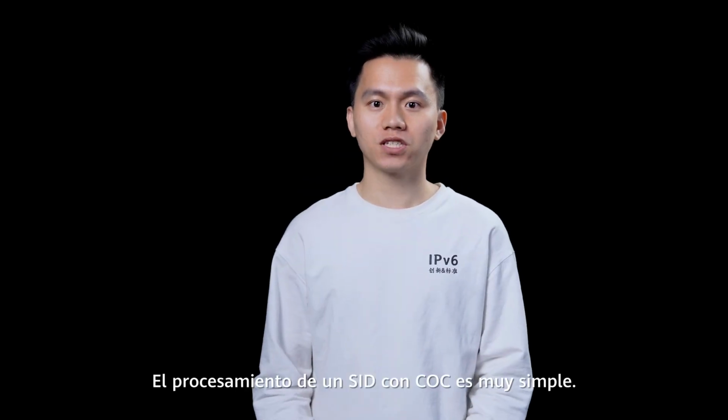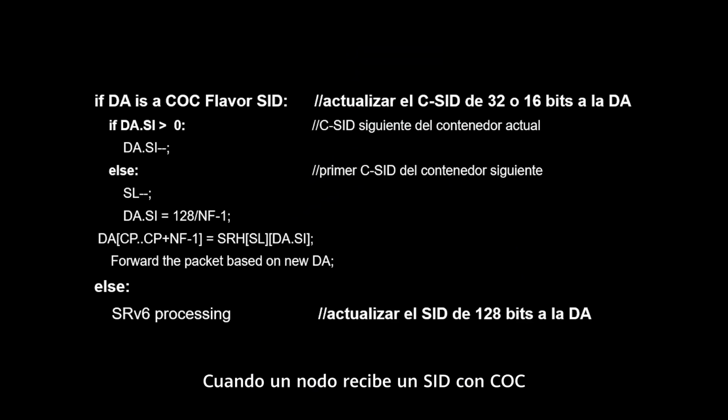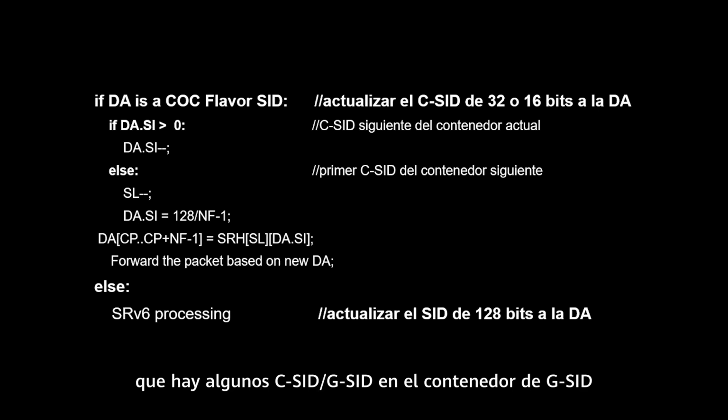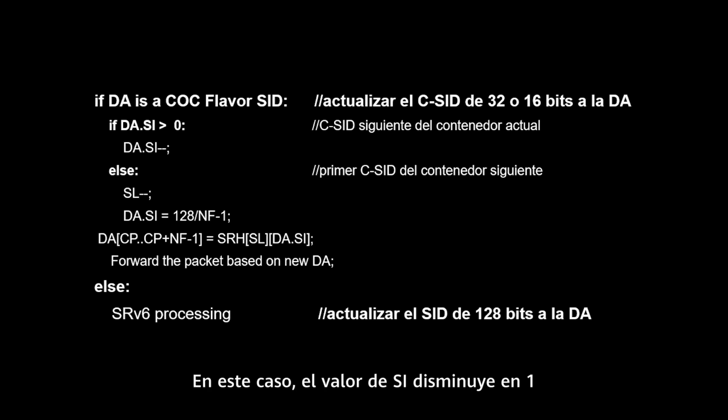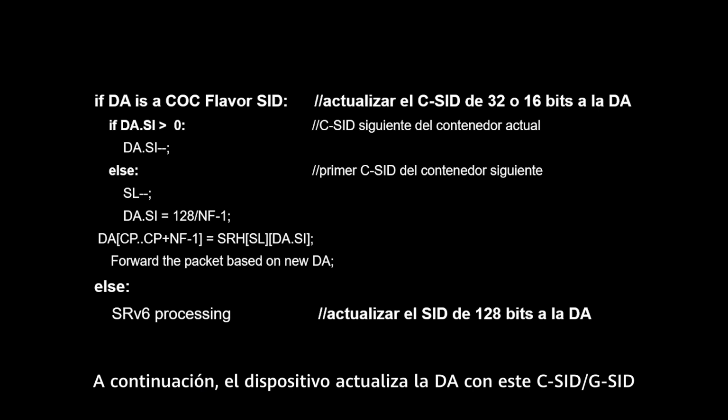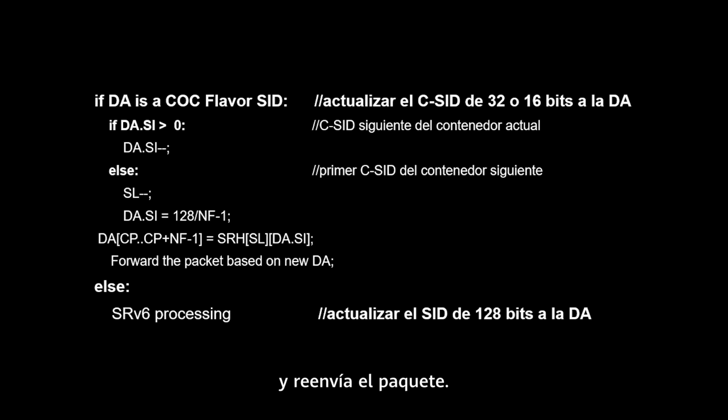The processing of a flavored SID is very simple. When a node receives a SID with a COC flavor, it checks the SI value in the destination address. If the SI value is greater than 0, it means that there are some C-SIDs in the G-SID container to be visited. So in this case, the SI value is decremented by 1 to point to the next C-SID. Then the DA is updated with this C-SID and the packet is forwarded.